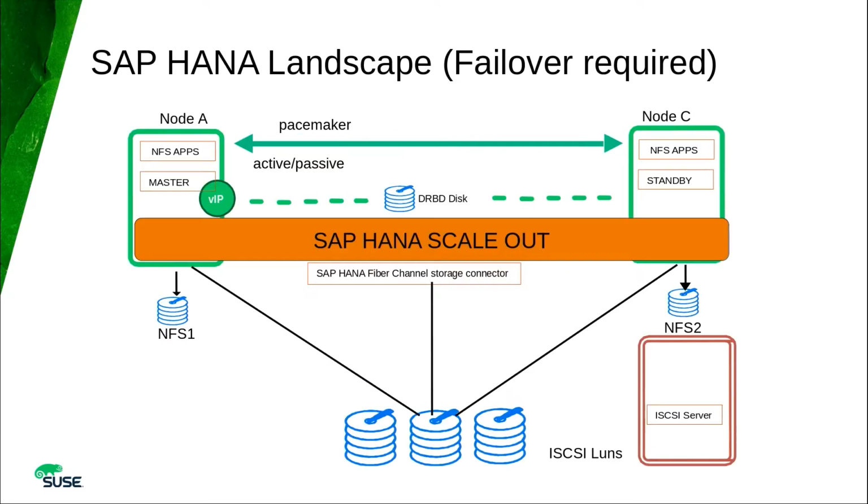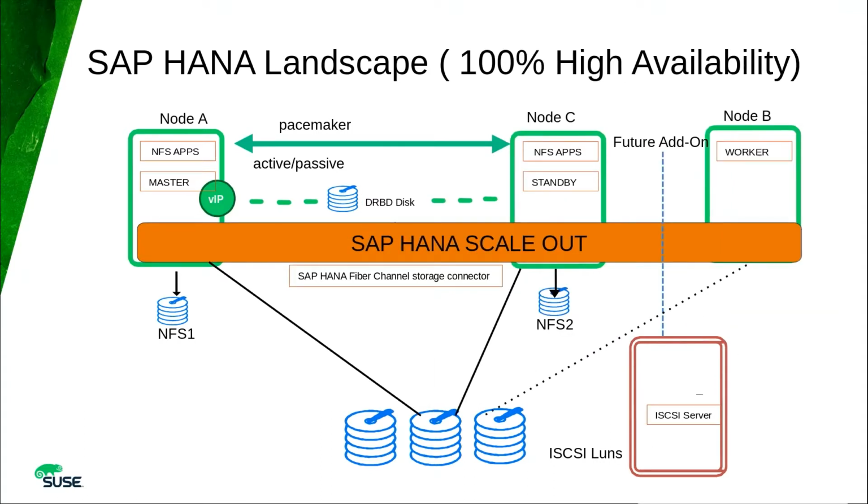Then in the final task, we're going to deploy the SAP HANA scale-out using the SAP HANA Fiber Channel Storage Connector. The shared disk is coming from the iSCSI server. We're going to have 2 nodes, one as master and also worker, and another one as the standby. The master will be HOPDB HA1, and the standby will be HOPDB HA2.